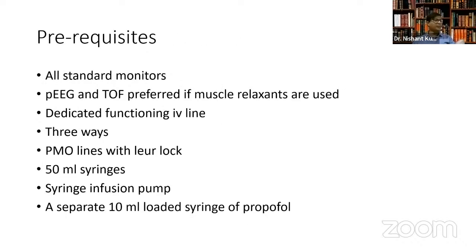So, what are the prerequisites for practicing TIVA? Nothing much. All the standard ASA monitors. Now, processed EEG and train-of-four are preferred if muscle relaxants are used. These are two monitors which are preferred even if you are using inhalational anesthesia. They are not mandatory, but yes, processed EEG becomes a semi-mandatory thing whenever you're using TIVA. TOF, if you're using muscle relaxants. In fact, they say that you should use a train-of-four even if you are giving a single dose of any muscle relaxant, be it depolarizing or non-depolarizing.